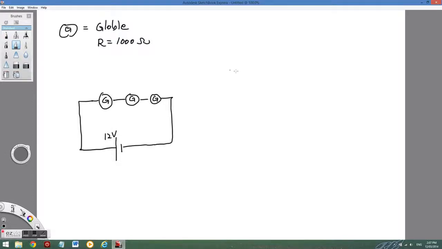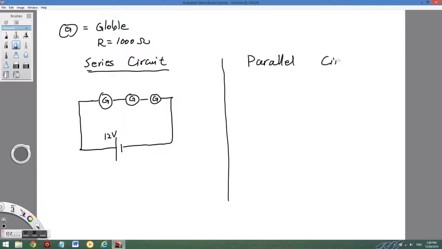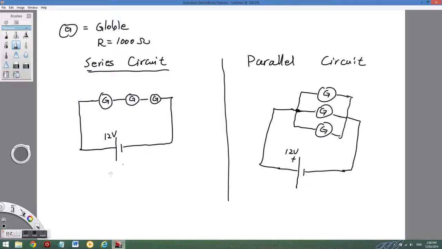I'm going to draw three globes connected in parallel. In the series circuit, we have three globes connected in series, so the voltage is divided among the globes. I have 4 volts here, 4 volts here, and 4 volts here. Now, in a parallel circuit, the voltage will be the same.